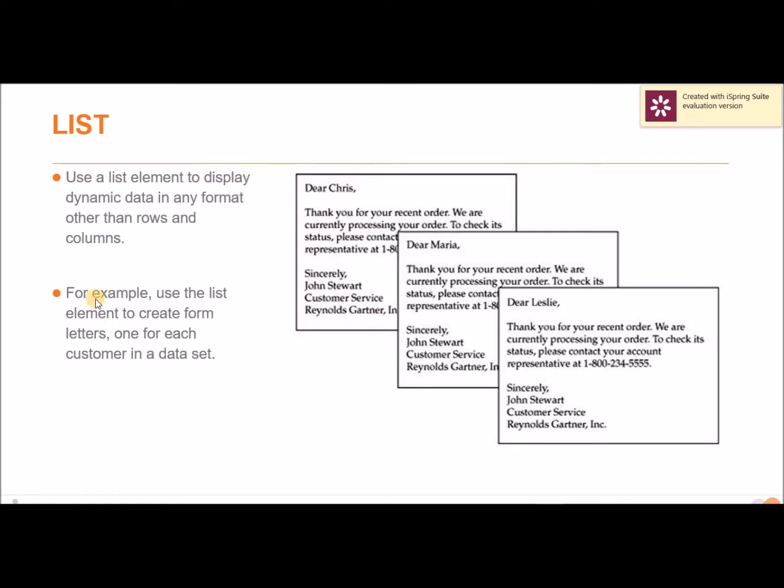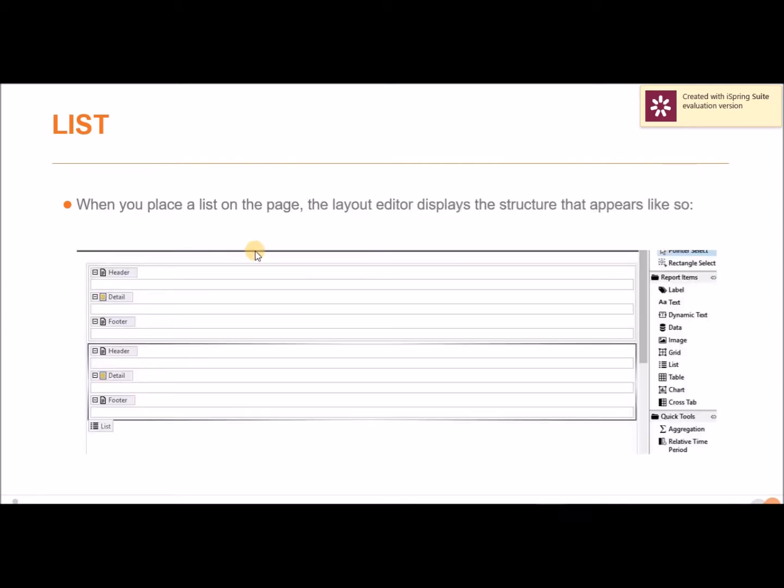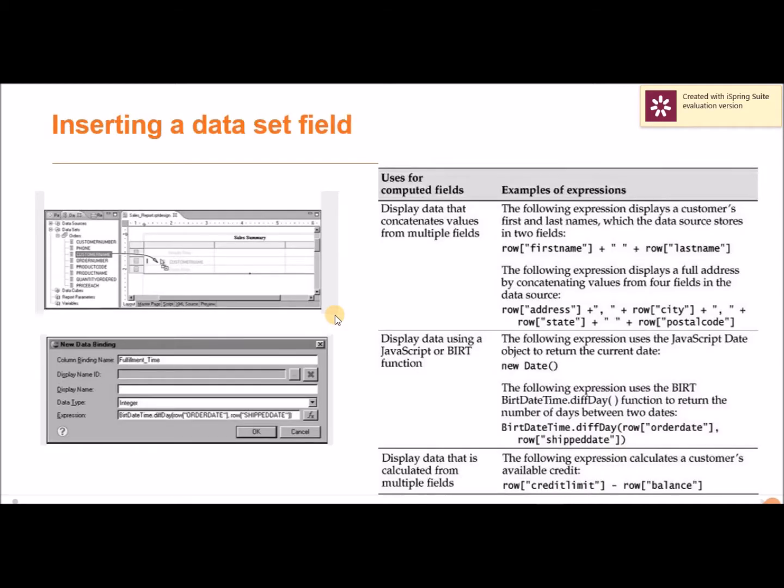As I was saying, list you can use to write letters to different people. It's anything that is to display dynamic data in any format that is not rows and columns. And that's how it looks. And I already showed you that.